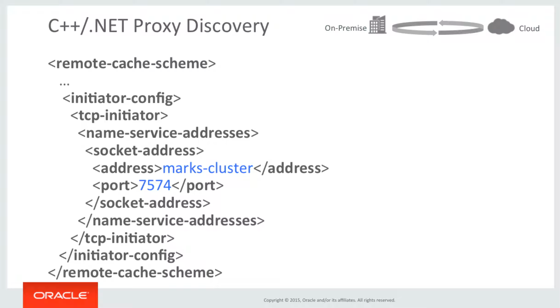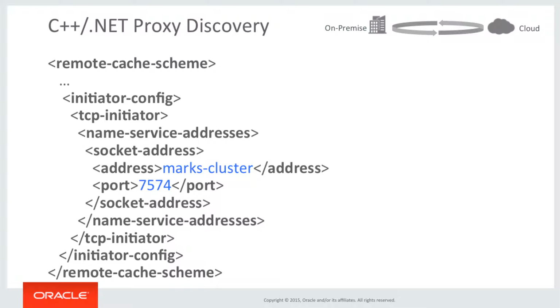Within the TCP initiator, they make use of the name service addresses. So basically, this acts like a WKA list. So you tell the extend client, here's a set of IPs at which you may find a cluster member, and once you've found that cluster member, then look up the named proxy service that appeared higher in the configuration.